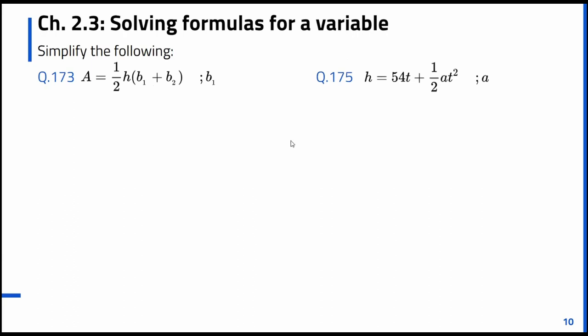What does it mean by b1? b1 is the variable you need to isolate. So here you have a equals something, but at the end you need your equation to look like b1 equals something. Only b1 isolated on the left or right side of the equation. Got it. Thank you.